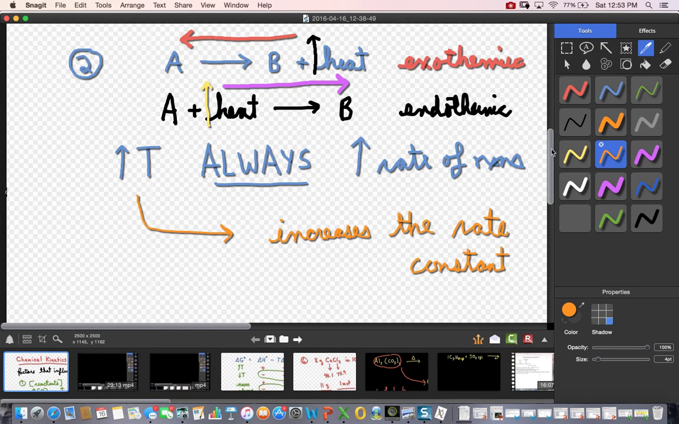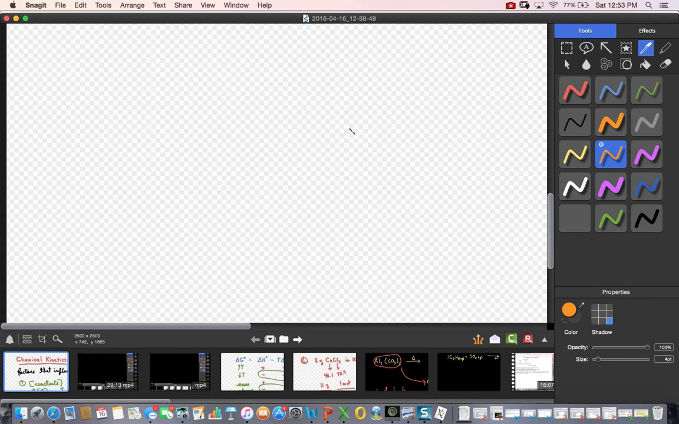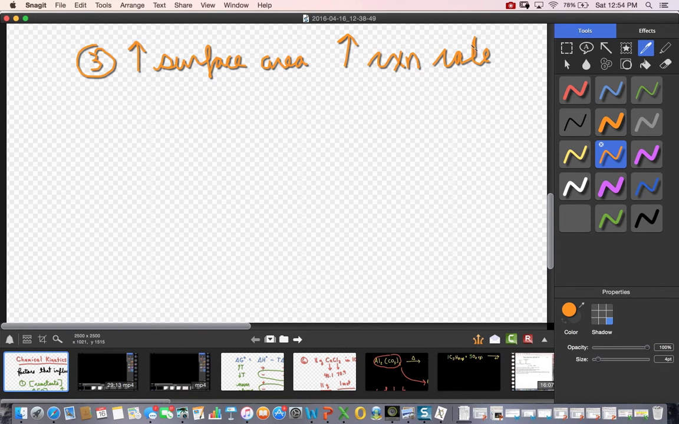Number 3, let's look at surface area. Increased surface area will increase the likelihood of a collision, and since increasing the likelihood of a collision will increase the rate of a reaction, if I increase surface area, I will increase the reaction rate. And we can look at lots and lots of examples with this.